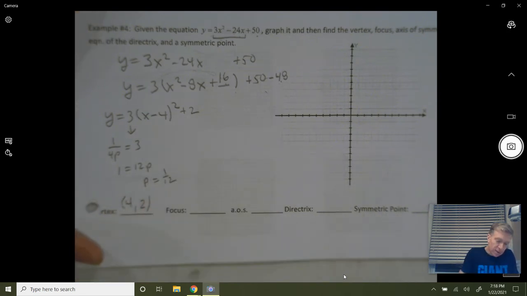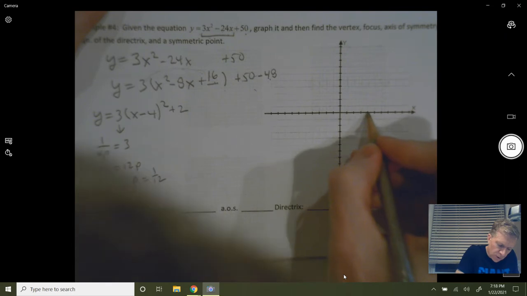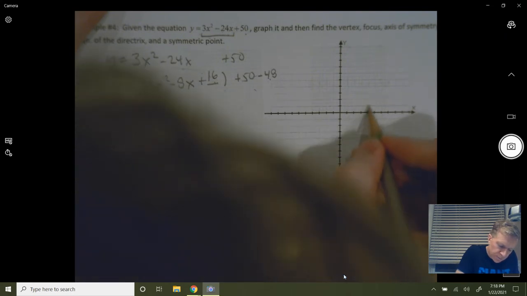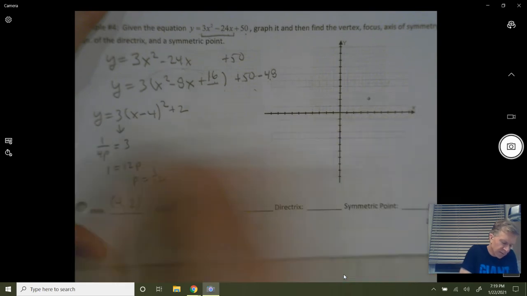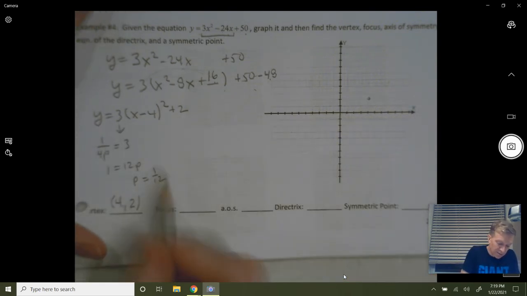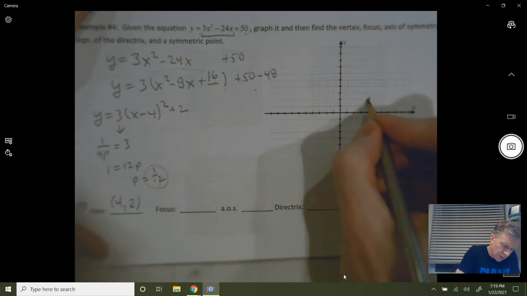Okay, now this is going to be hard to draw on this graph, but I'm going to do the best I can. My vertex is 4, comma 2. We know that this is going to be pretty skinny, because when the a value is that big, it's going to be skinny. We also know it's super skinny because that p value, which is the distance from the vertex to the focus or the vertex to the directrix, is tiny. That's really small. It's going to be hard to draw on here.